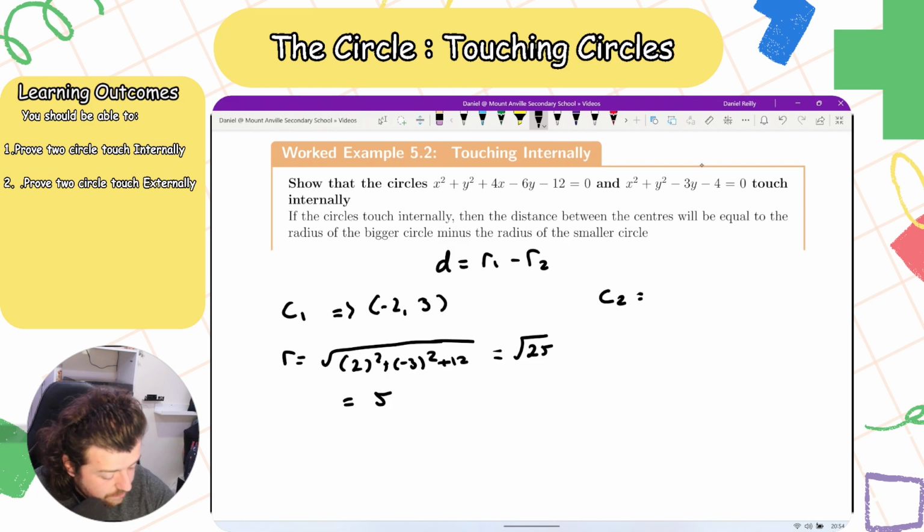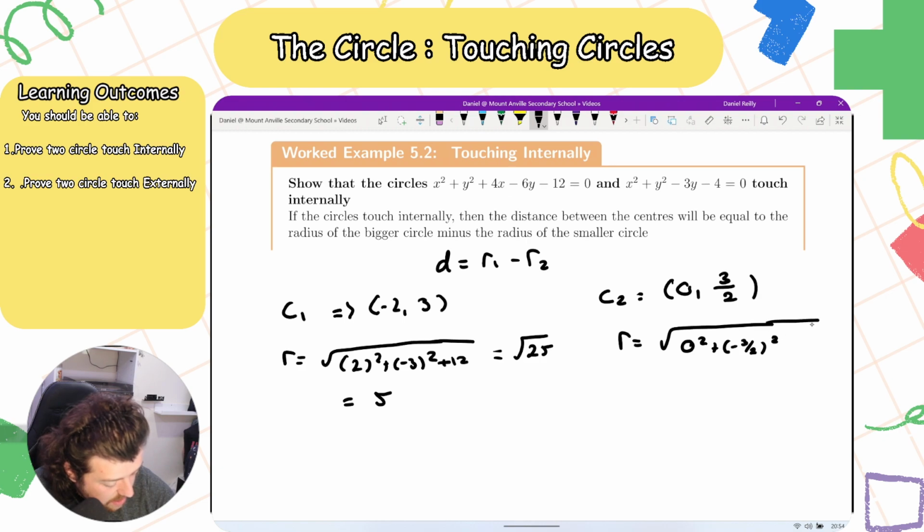And then circle C2. G is going to be equal to 0 because I have no x coefficient. And then minus 3y, so F is going to be equal to minus 3 over 2. So it's going to be 3 over 2 as my y coordinate. My radius then is equal to 0 squared plus minus 3 over 2 squared minus negative 4, so it'll be plus 4. So 3 over 2 squared plus 4, which is going to be equal to the square root of 25 over 4, which is equal to 5 over 2.